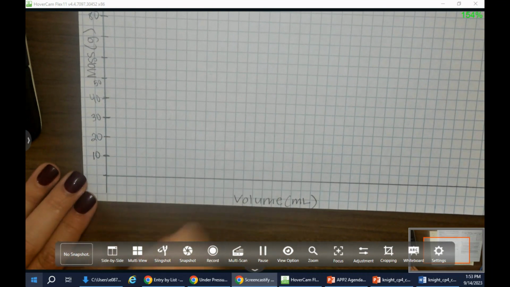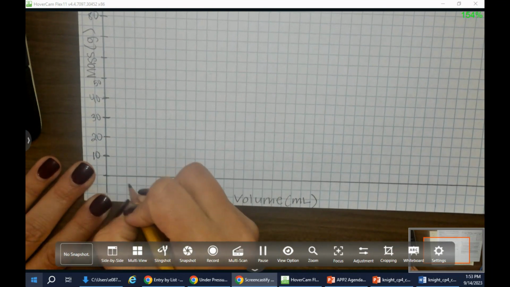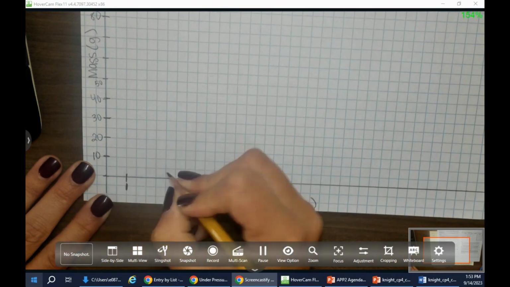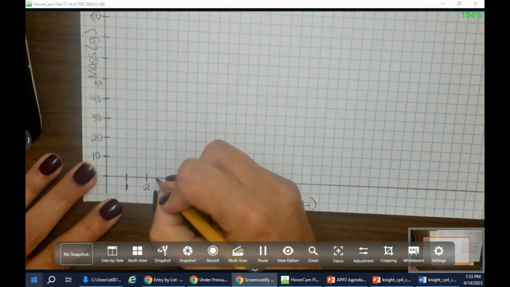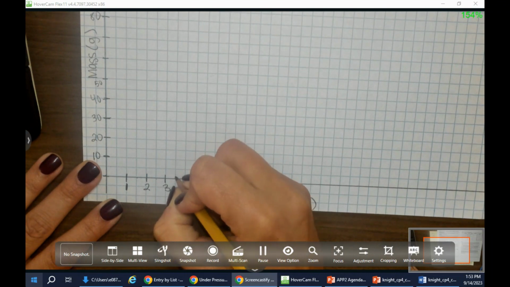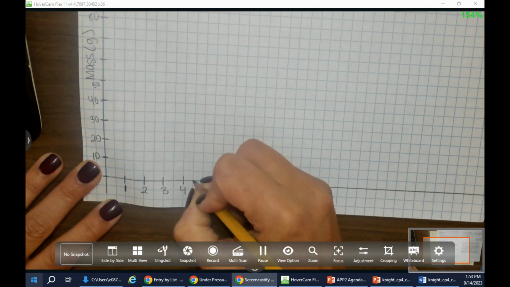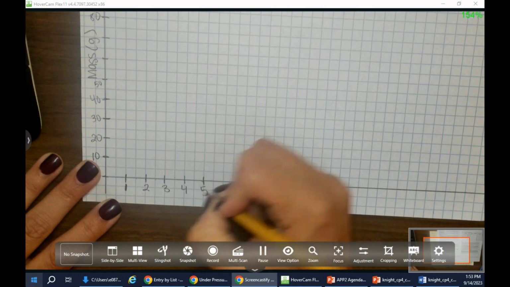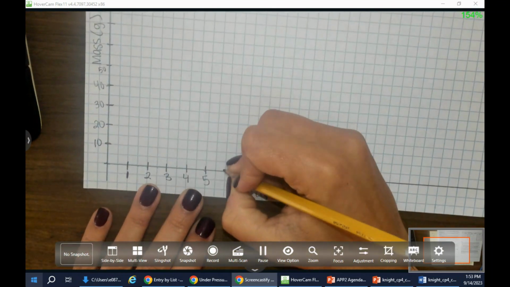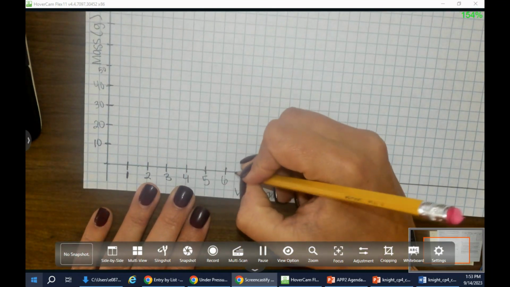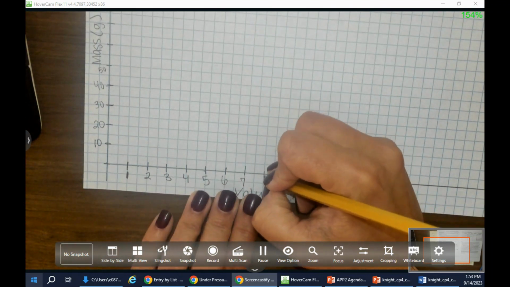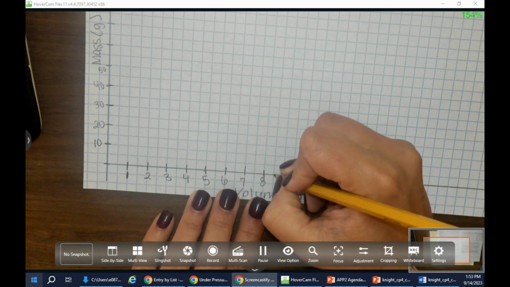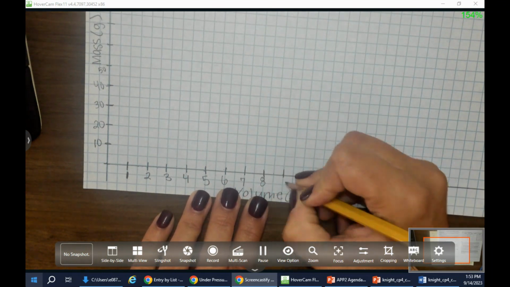So, all right, what I did going across was I went 1, 2, and I made that 1. So every box for me going across was 1/2 or 0.5. Remember, your x and your y axis don't have to go by the same numbers. It's actually better to not do that because you want it to be scaled to best show your data.